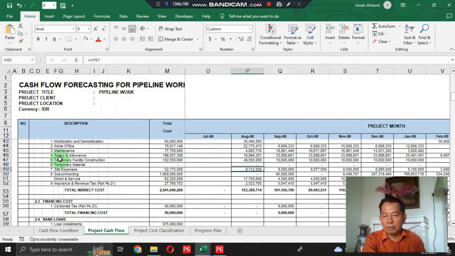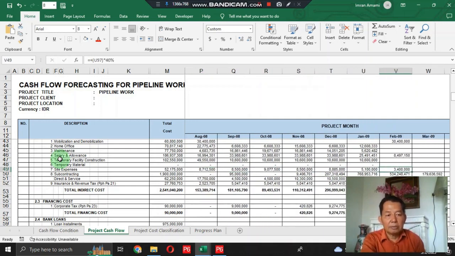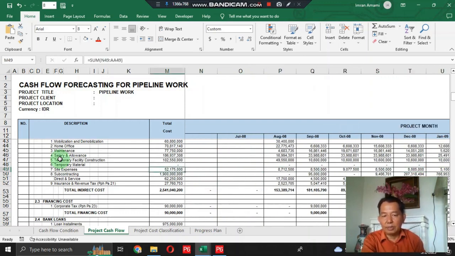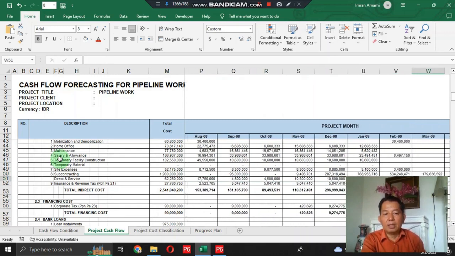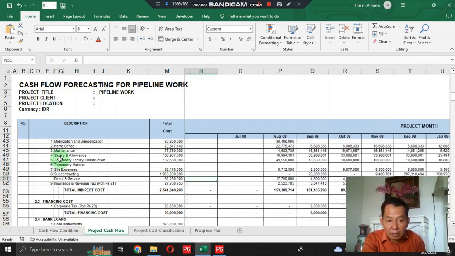Okay, and then for site expense, you should allocate 7 months, yes, 7 months. This follows salary and allowance. And for direct and service, you should allocate for subcontracting here. This shall refer to the subcontractor invoices.